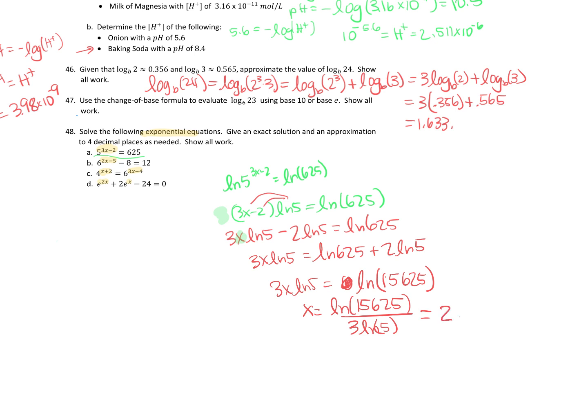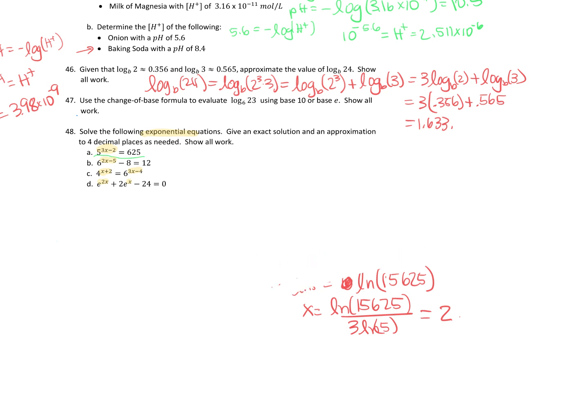So the answer to part A is 2. Part B, another way to get that 2, I'll just real quick give you another way. Another way to get that 2 is to notice that 625 is actually a power of 5. So if you do 5 to the 4th, yeah, 5 to the 4th is 625.